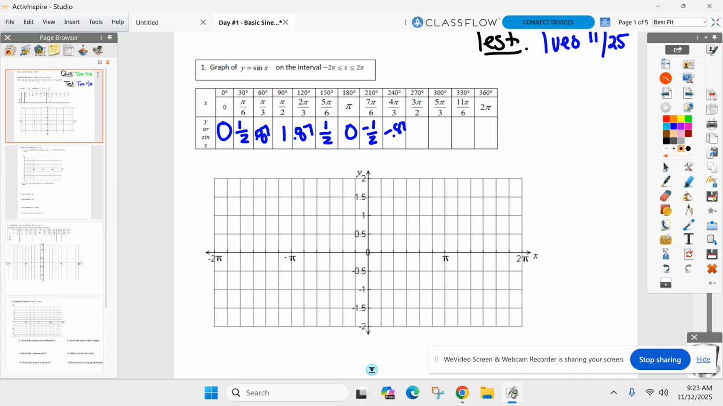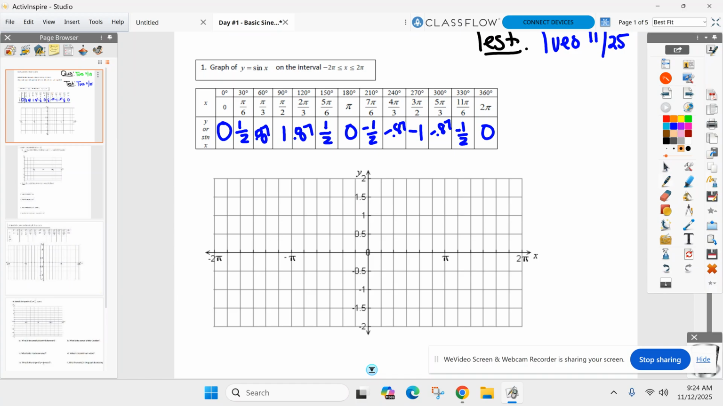Sine of 270. Julia, when you're ready. Negative 1. Yep. Samir, sine of 300. 0.87. There we go. All right, this half of the room is good. Cam, sine of 330. Negative 0.5. Yep, negative 1/2. And then Candace, finish it. 0. There we go. A lot of repeaters, huh, kids? All right, let's graph it together now.